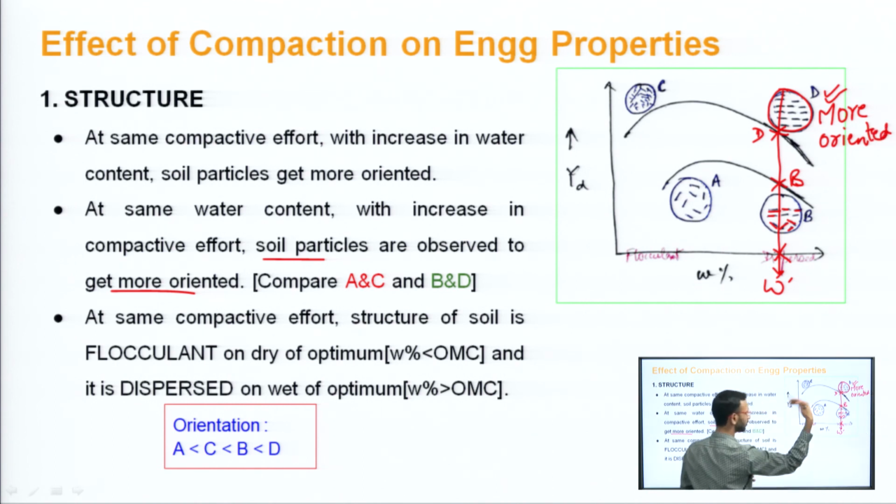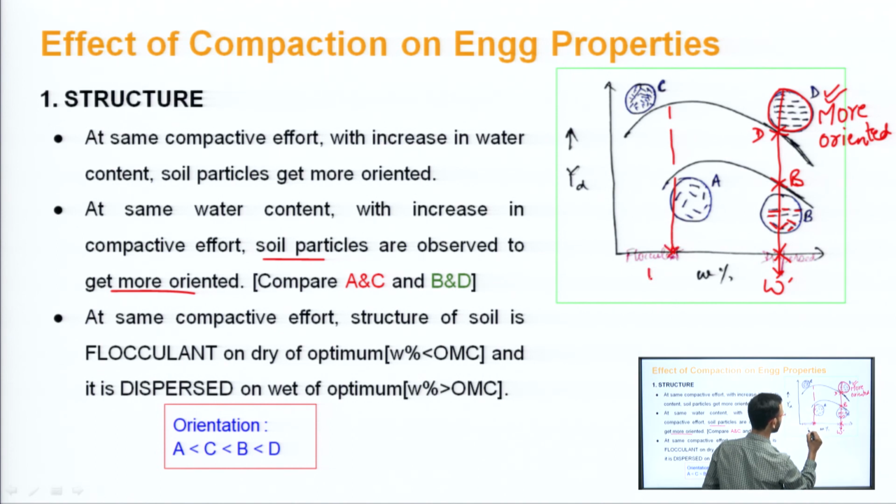Let us see one more. Let us say we take this point here, W double dash, another water content that we are seeing. At this water content, at some amount of compactive effort, this value was there. Now if we increase the compactive effort, the soil particles which were very much less oriented here will tend to get slightly more oriented. They are not getting oriented like the D portion, but they are getting slightly more oriented than A.